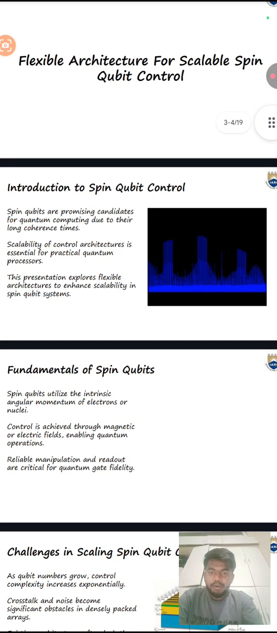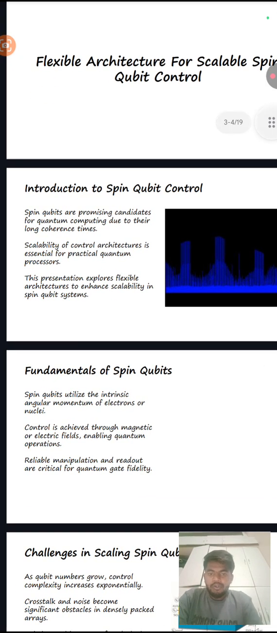Spin qubits are promising candidates for quantum computing due to their long coherence times. Scalability of control architecture is essential for practical quantum computing. This presentation explores the enhanced scalability in spin qubit systems.